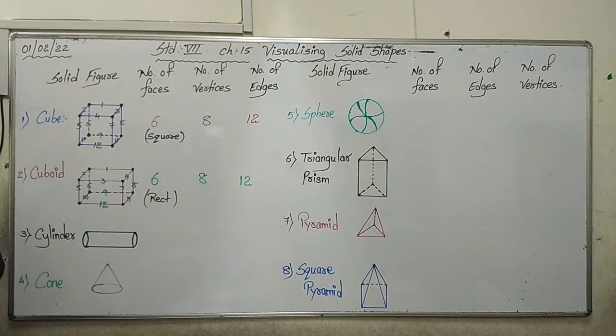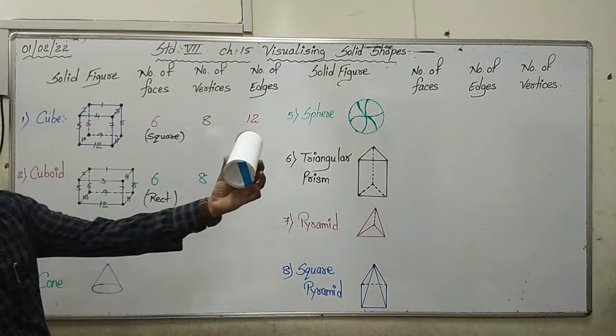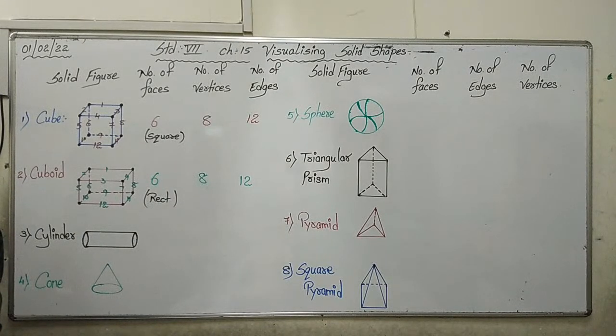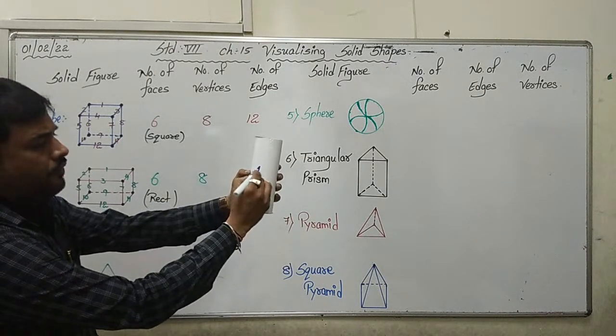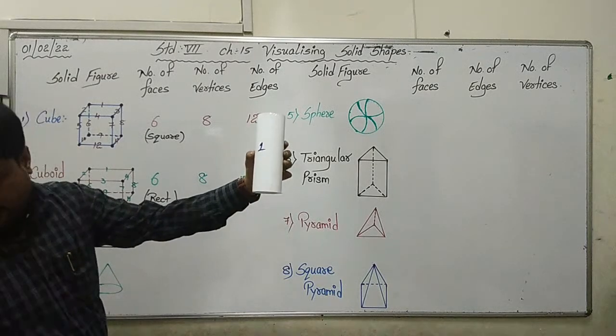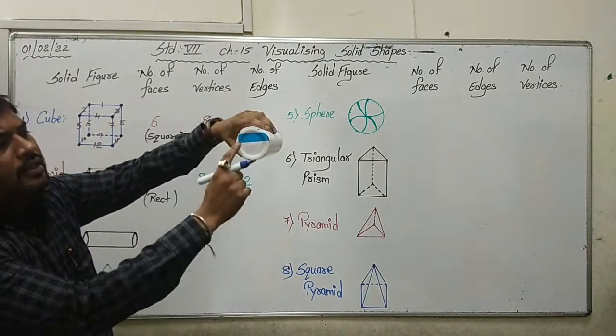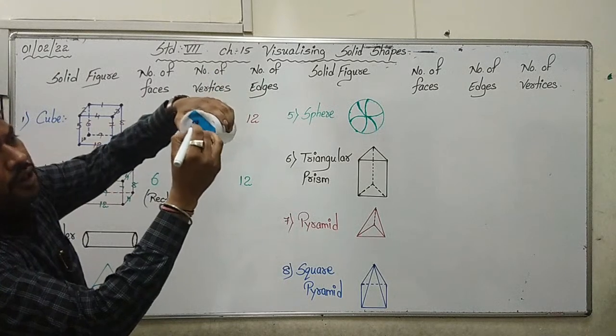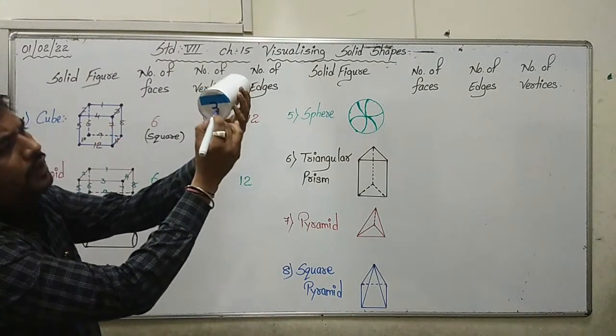Again, let's move ahead. Now we are going to talk about the cylinder. I have already prepared one cylinder. You can see that one curved surface is there. Let me indicate with numbers. The first one is the curved surface. Then the top is circular, and the bottom is circular. So the second face is the top, and the third face is at the bottom.